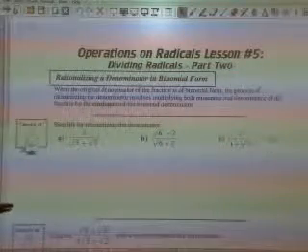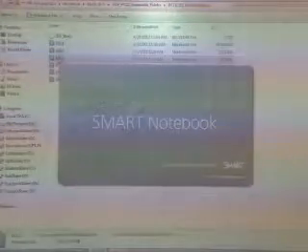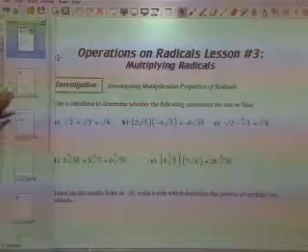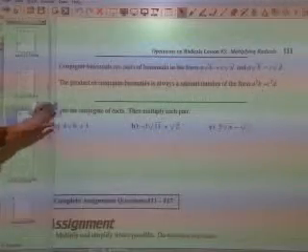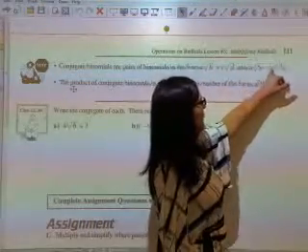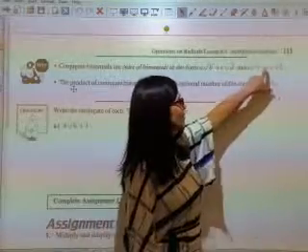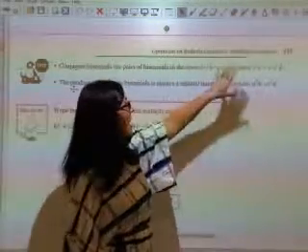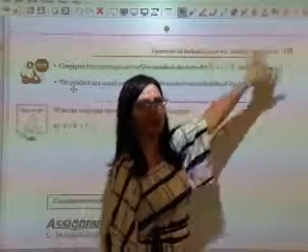So in lesson number 3, if I pull lesson number 3 up quickly, there were a couple of questions that talked about the conjugate. Right here. The conjugate binomials are a pair of binomials in the form of a root b plus c root d and a root b minus c root d. So they're the exact same expression, only one's positive and one's negative. And what I get is a difference of squares.